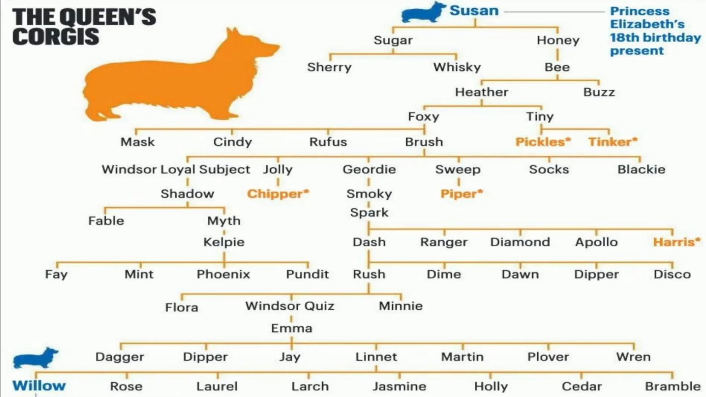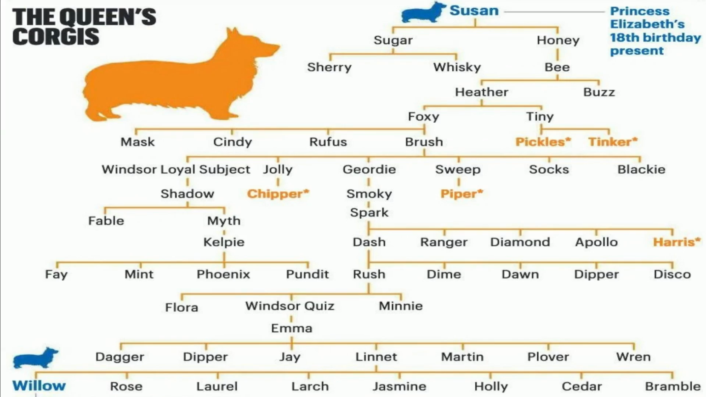Family tree. Here is the family tree of all the corgis that the Queen has raised, starting with Susan. The Queen would always keep some of the offspring. Willow, the final descendant from Susan's line, passed away in 2018. A family tree, and more importantly, family history, is the foundation upon which a royal family is built.